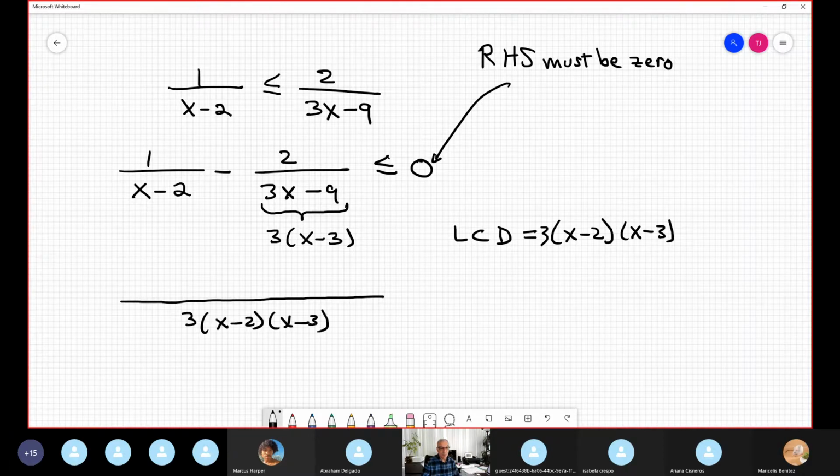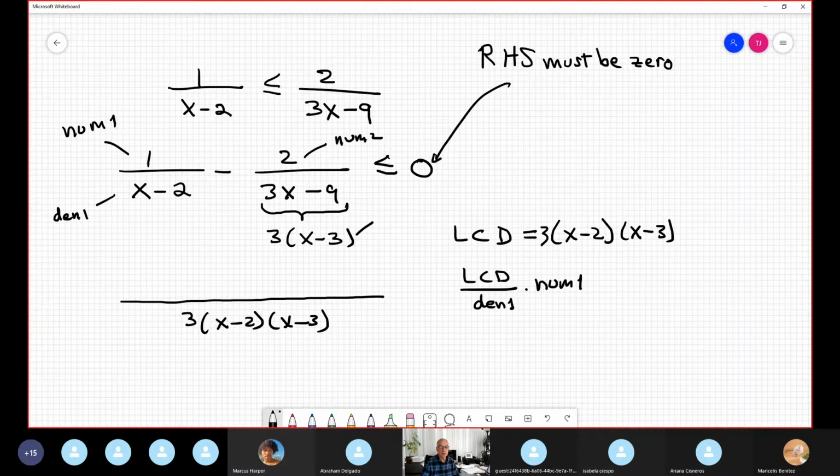Okay. And on the top, I don't see anything yet. I need to see. Remember, you divide the LCD by denominator 1, multiplied by the corresponding numerator. This is numerator 1 and this is denominator 1 in the first fraction. Likewise, in the second we have numerator 2 and here is denominator 2. So this is the formula: LCD divided by denominator 2, multiplied by numerator 2.